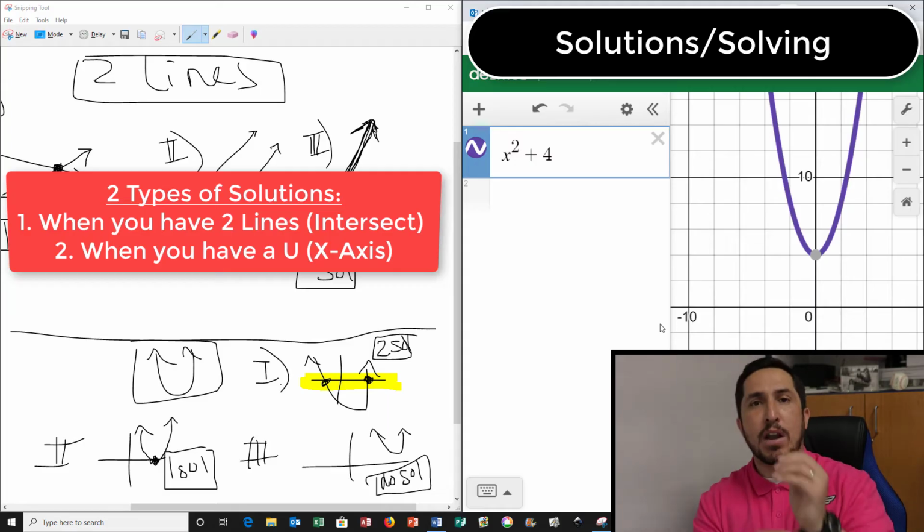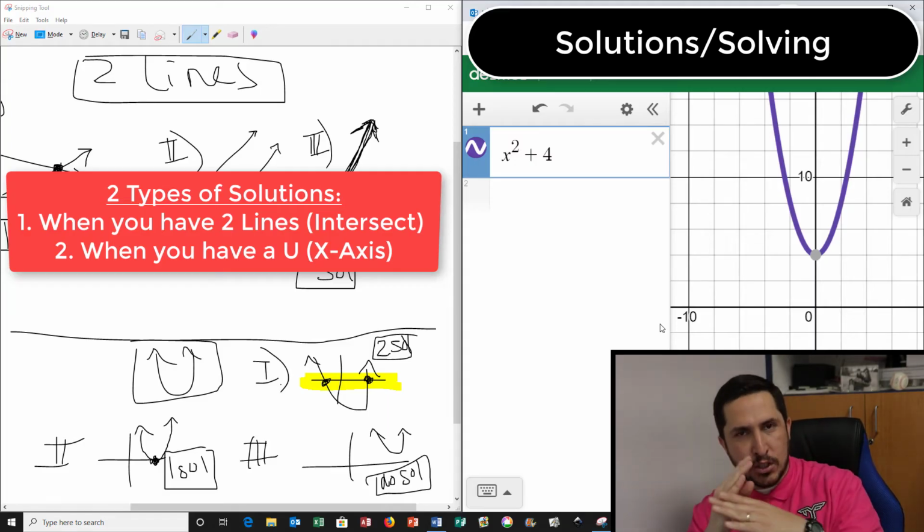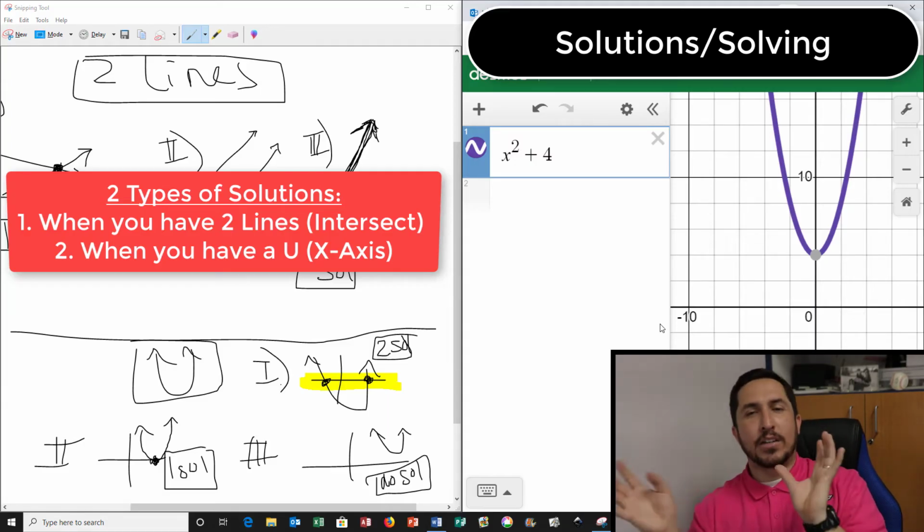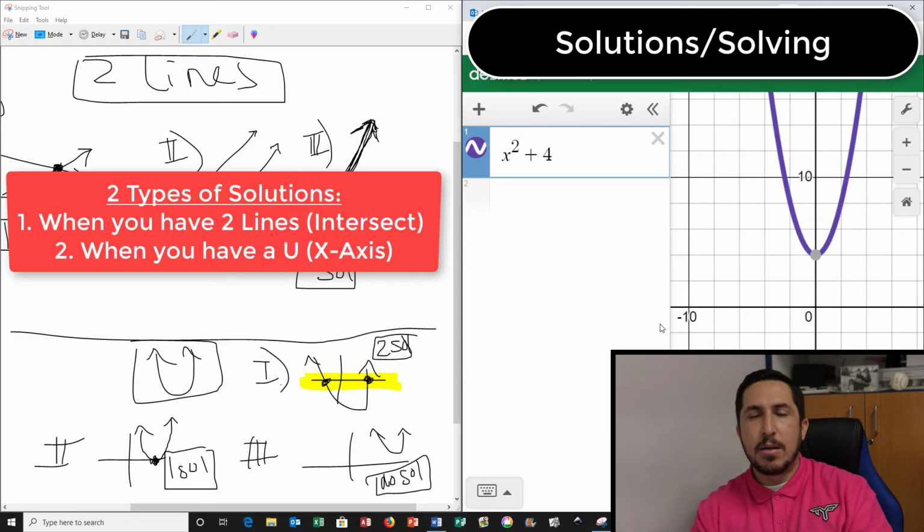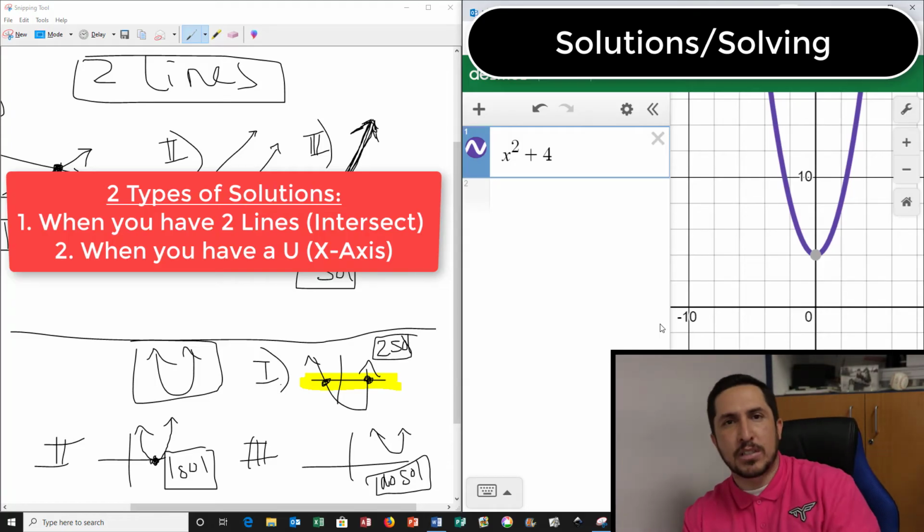All right, quick review. Whenever you have 2 lines, where do you go? Where the 2 lines touch each other. Whenever you have a U, where do you go? Where it touches the X-axis. That's it.